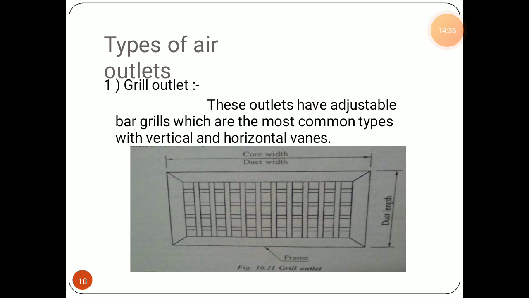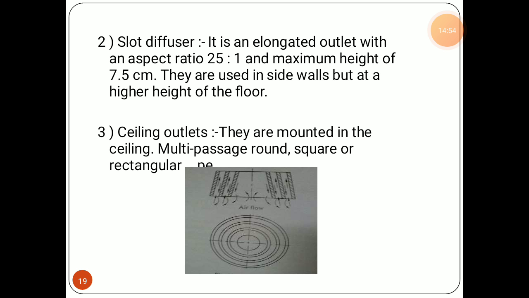Types of air outlet. The picture shows a grill outlet, core width, duct width is shown, frame is also shown, and duct length is also shown. These outlets have adjustable bar grills, which are most commonly typed with vertical and horizontal vanes. Slot diffuser: it is an elongated outlet with an aspect ratio of 25:1 and a maximum height of 7.5 centimeter. They are used in side walls but at a higher height from the floor.